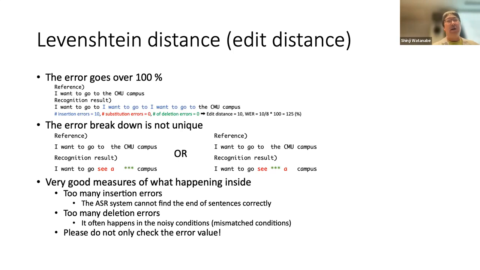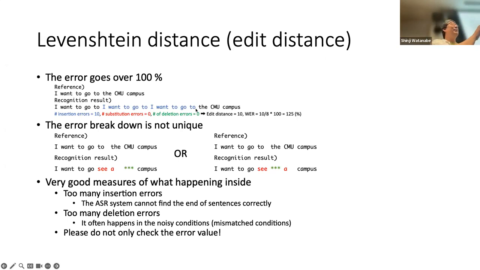Still, this is a very good measure. For example, I often ask you guys to check these numbers. Please check insertion errors. Please check the deletion errors. Please check the substitution errors. Substitution error is more intuitive, right? That is saying something wrong. But if a very extreme insertion error happens, for example, the system repeated, I want to go to.